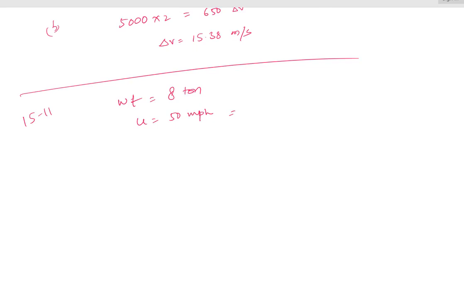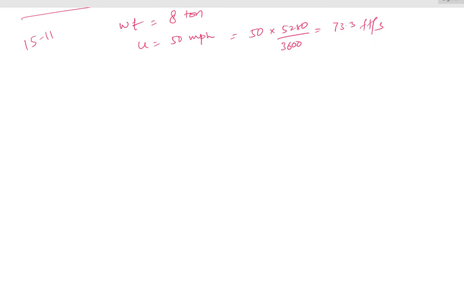So let's go ahead and convert it right here. So 50 times 5280 over 3600, that gives you 73.3 feet per second. Now the final velocity, because it says to rest, final velocity is 0, in time equals 5 seconds. So we know acceleration is v minus u over t.